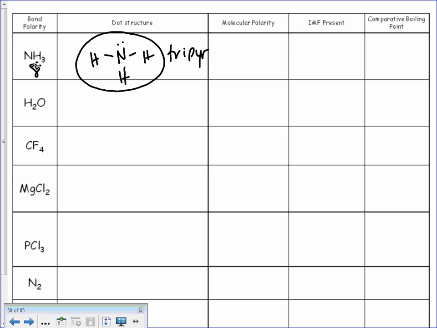Okay, with me. It's a trigonal pyramid. There's a lone pair on top, so it's partially negative up top and partially positive on the bottom. Polar or non-polar? Polar. Okay, what are our 2 options for the IMFs for polar molecules?